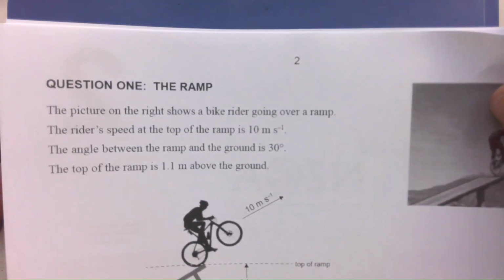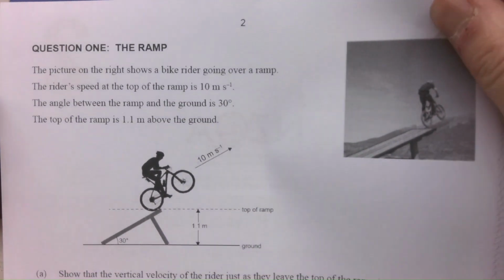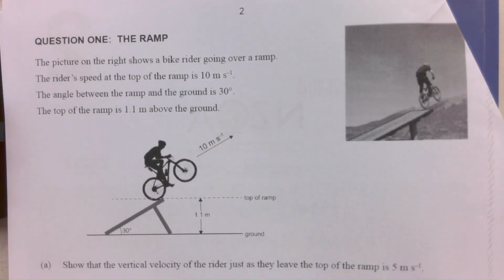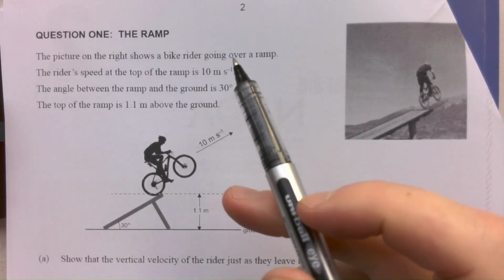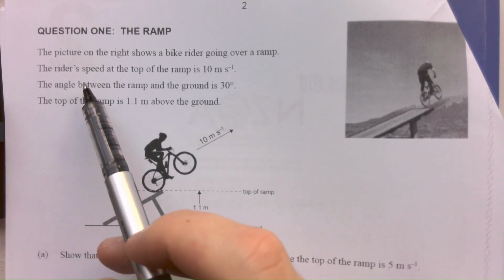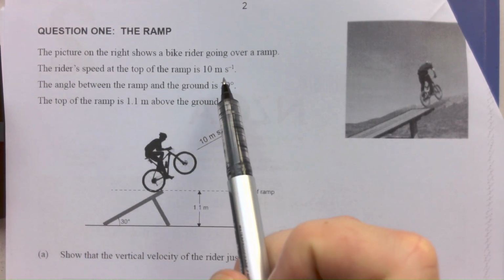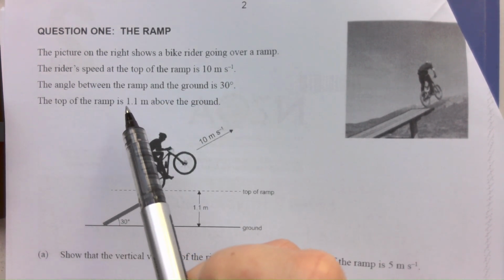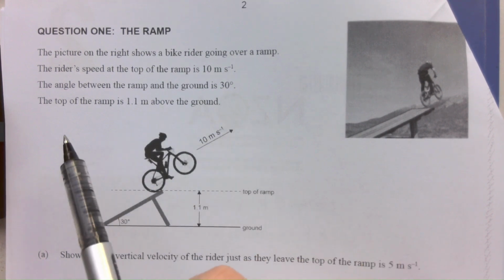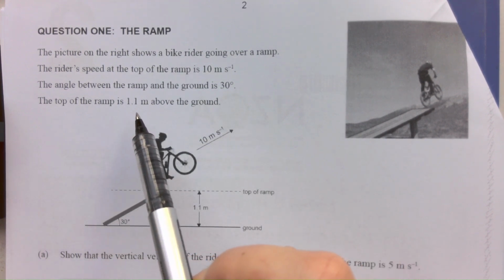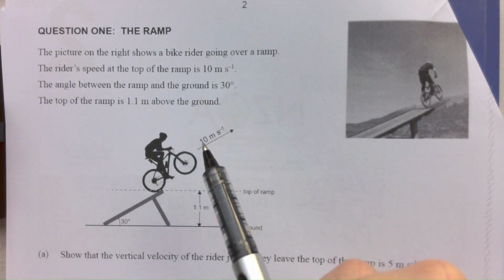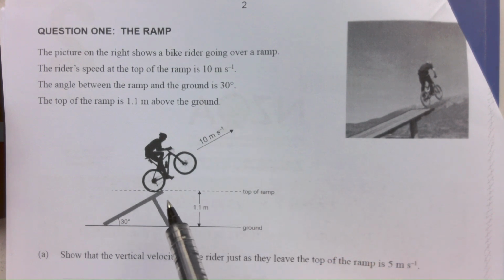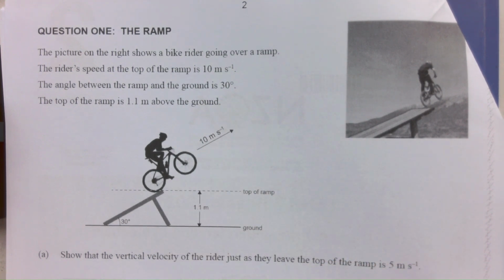So question 1, we have the ramp. We are told that the picture on the right shows a bike rider going over a ramp. The rider's speed at the top of the ramp is 10 meters per second. The angle between the ramp and the ground is 30 degrees. The top of the ramp is 1.1 meters above the ground. And we have ourselves a little diagram given to us already.